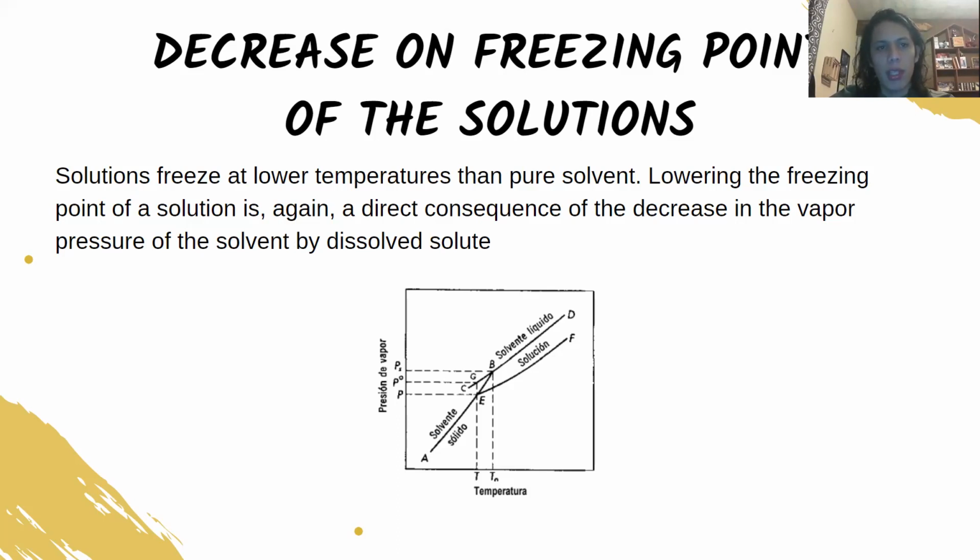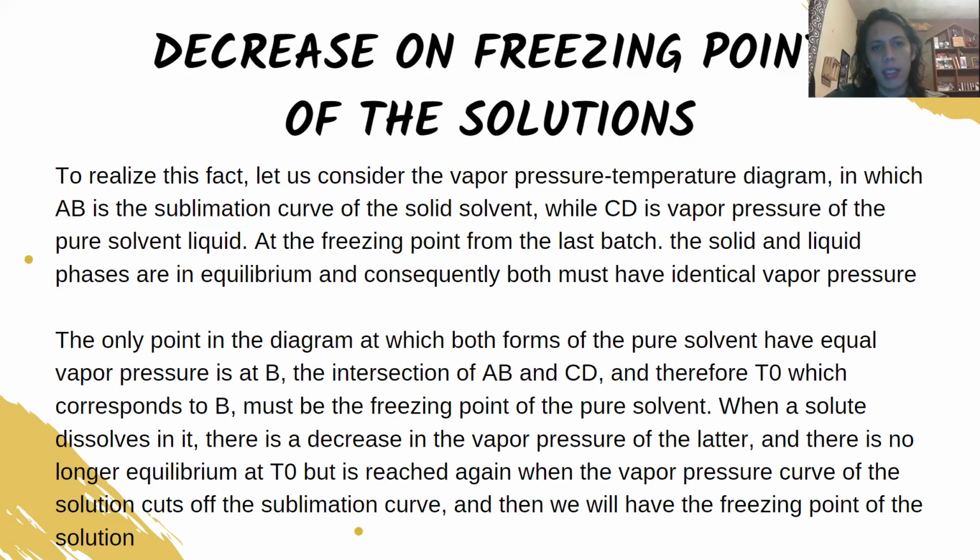Lowering the freezing point is again a direct consequence of the decrease in the vapor pressure of the solvent by the dissolved solute. To realize this fact, let's consider the vapor pressure temperature diagram in which AB is the sublimation curve of the solid, while CD is the vapor pressure curve of the pure liquid solvent. At the freezing point, the solid and the liquid phases are in equilibrium, and consequently both must have identical vapor pressure.